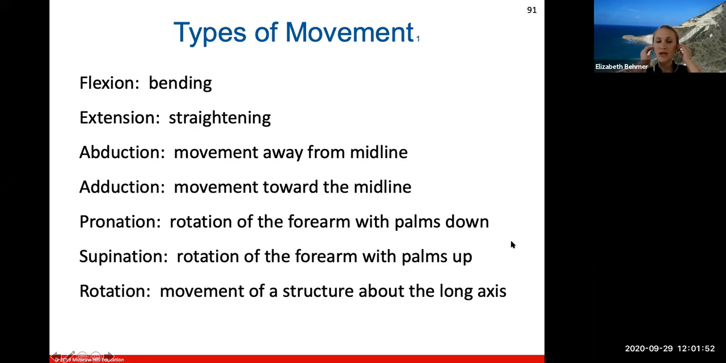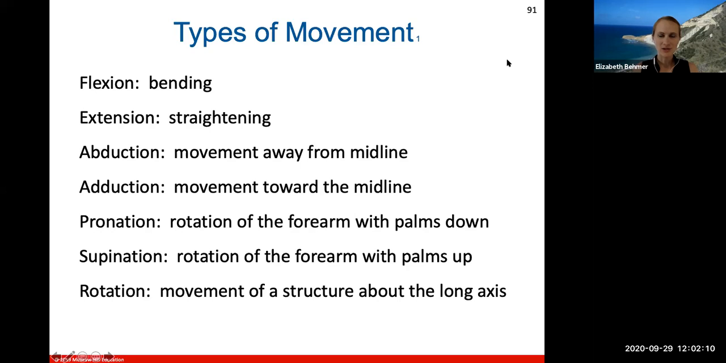Pronation and supination is the movement having to do with your forearms. If you were to move your forearm in pronation, it would be moving it so that your palms would be facing down, and supination would be rotating your forearm with your palms facing up.